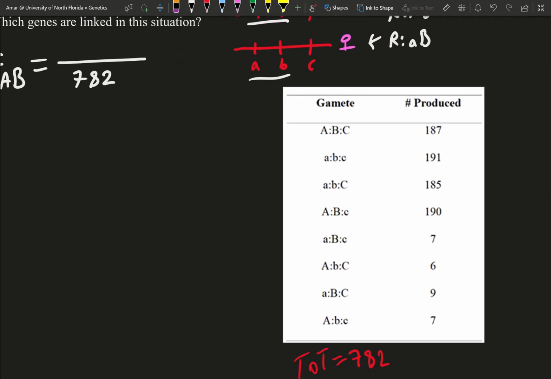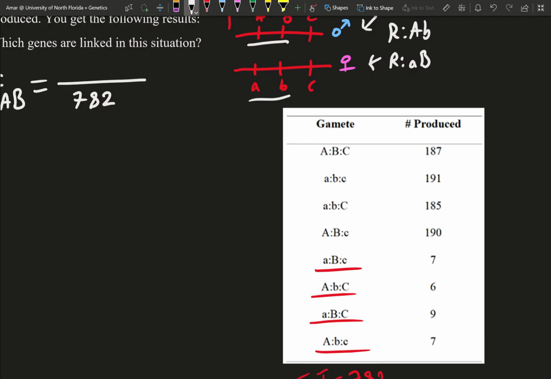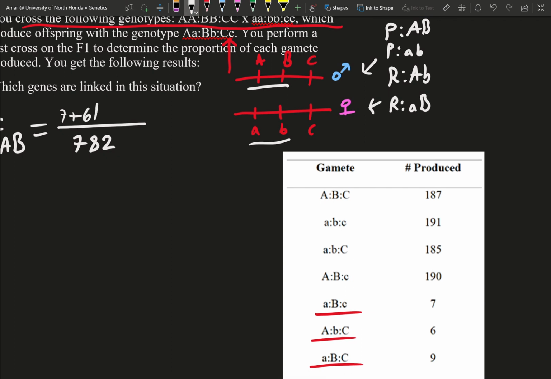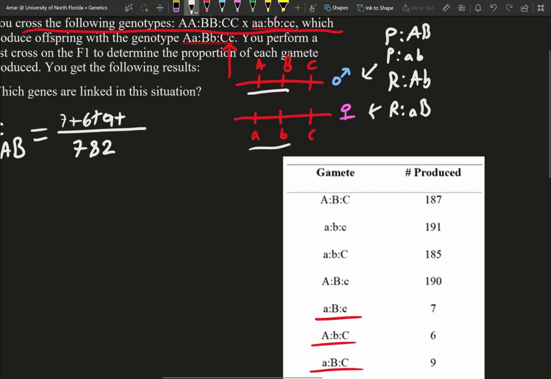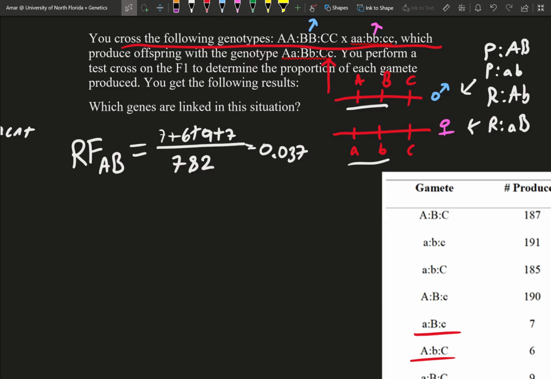So you're looking for this individual, this one, and this one, and you're going to add those all together to figure out what the recombination frequency between A and B is, right? Because we're only focusing on A and B for now. So it's essentially 7 plus 6 plus 9 plus 7. Let me calculate that real quick. You get a number that is 0.037. Okay, and then you want to figure out the recombination frequency between every possibility of genes that you have.